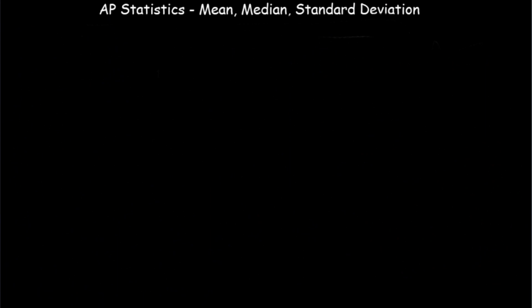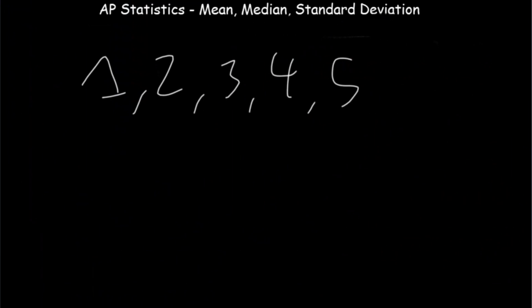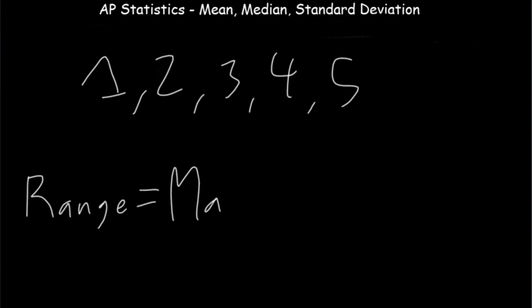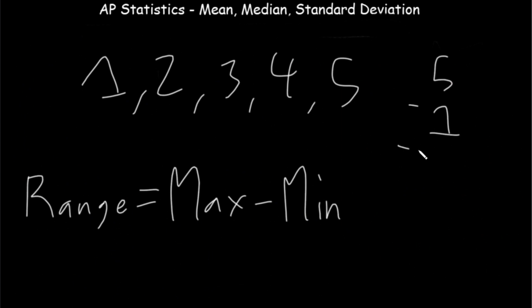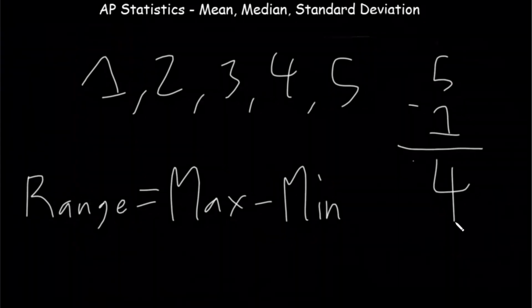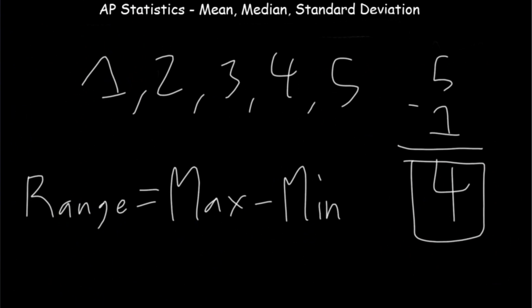Now let's go ahead and talk about, well, I'm going to briefly talk about the range, which is actually a pretty simple concept. So let's say we have 1, 2, 3, 4, and 5. Our range is simply equal to our max minus min value. So we're going to take our maximum value 5 and minus it by our minimum value 1 and get 4. That's our range.